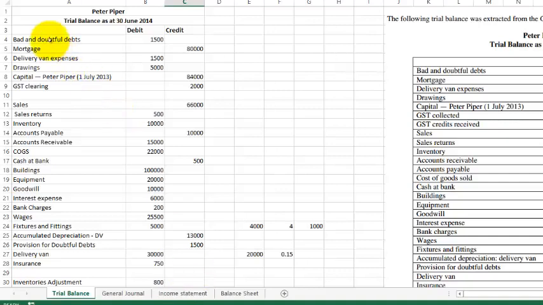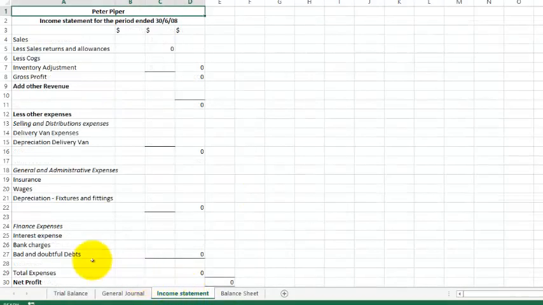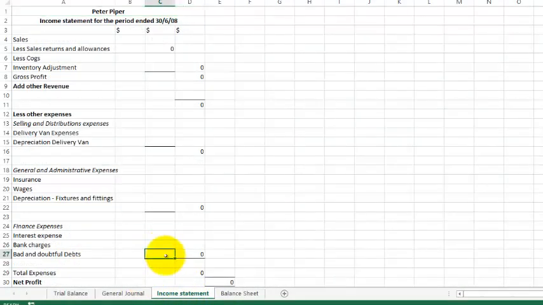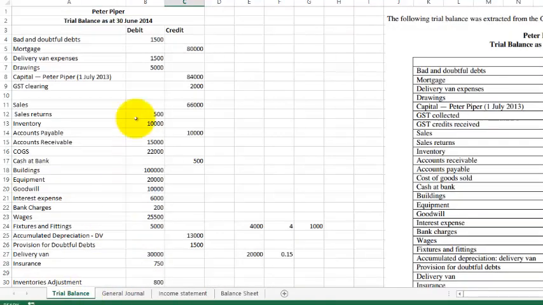So bad and doubtful debts is a financial expense. There it is, $1,500. So I'm just going to put that in there. And again, what I should do is to tick that. I'm not going to do it here on the spreadsheet because it takes me too long, but just for the hell of it, I've got that there, and I'm going to keep going there like that.